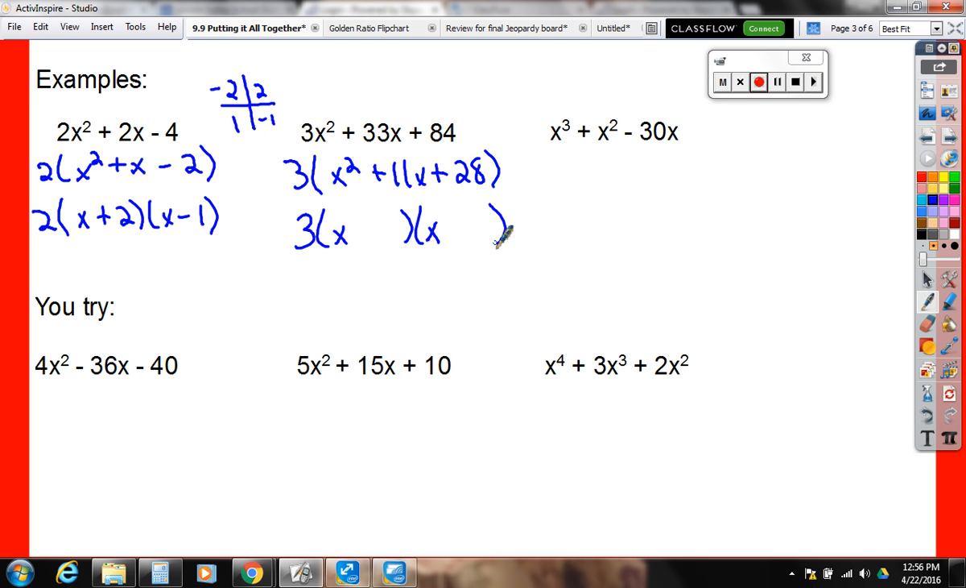Anybody want to tell me what those are? Emily? 7 and 4. So we have x plus 7 and x plus 4. So our 3 factors are 3, x plus 7, and x plus 4.